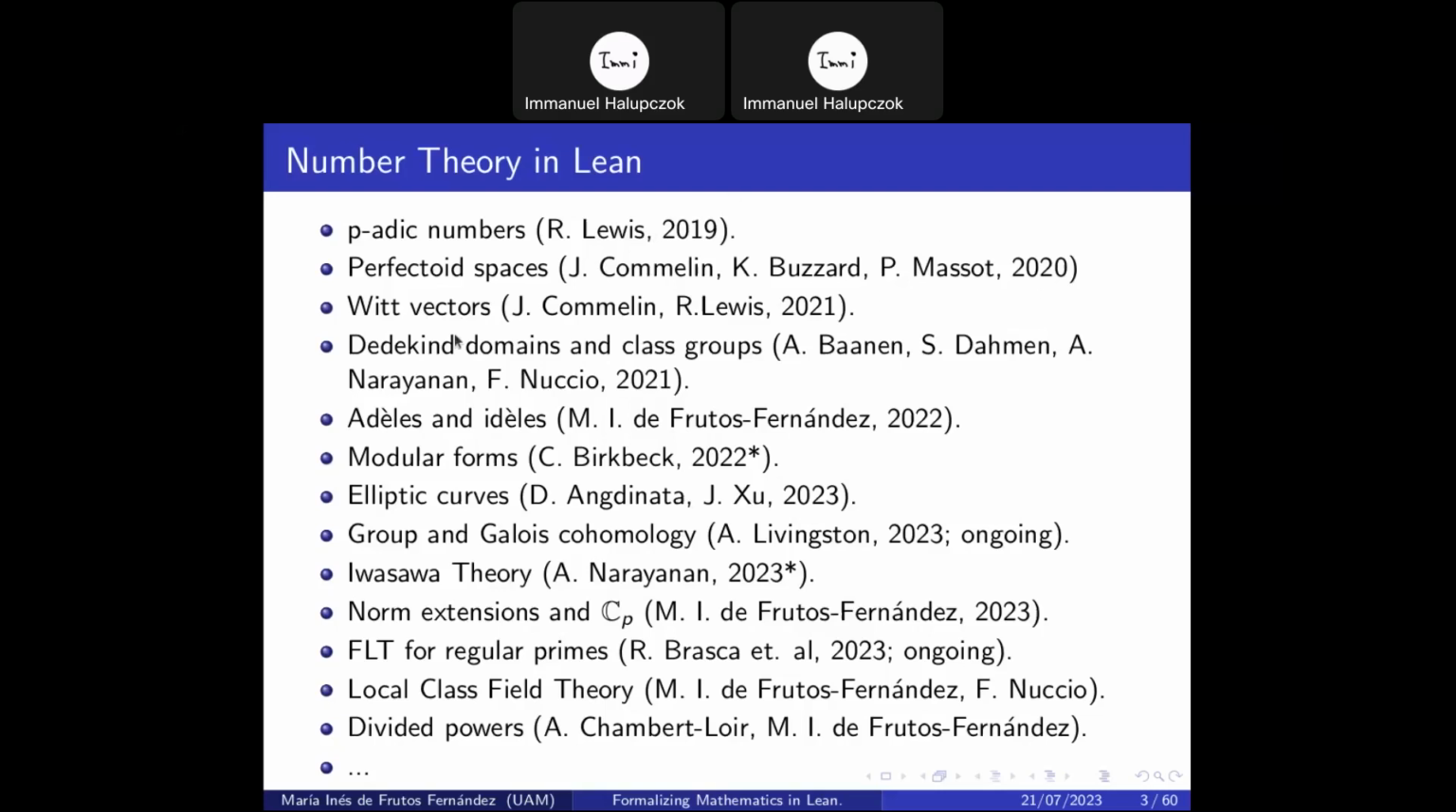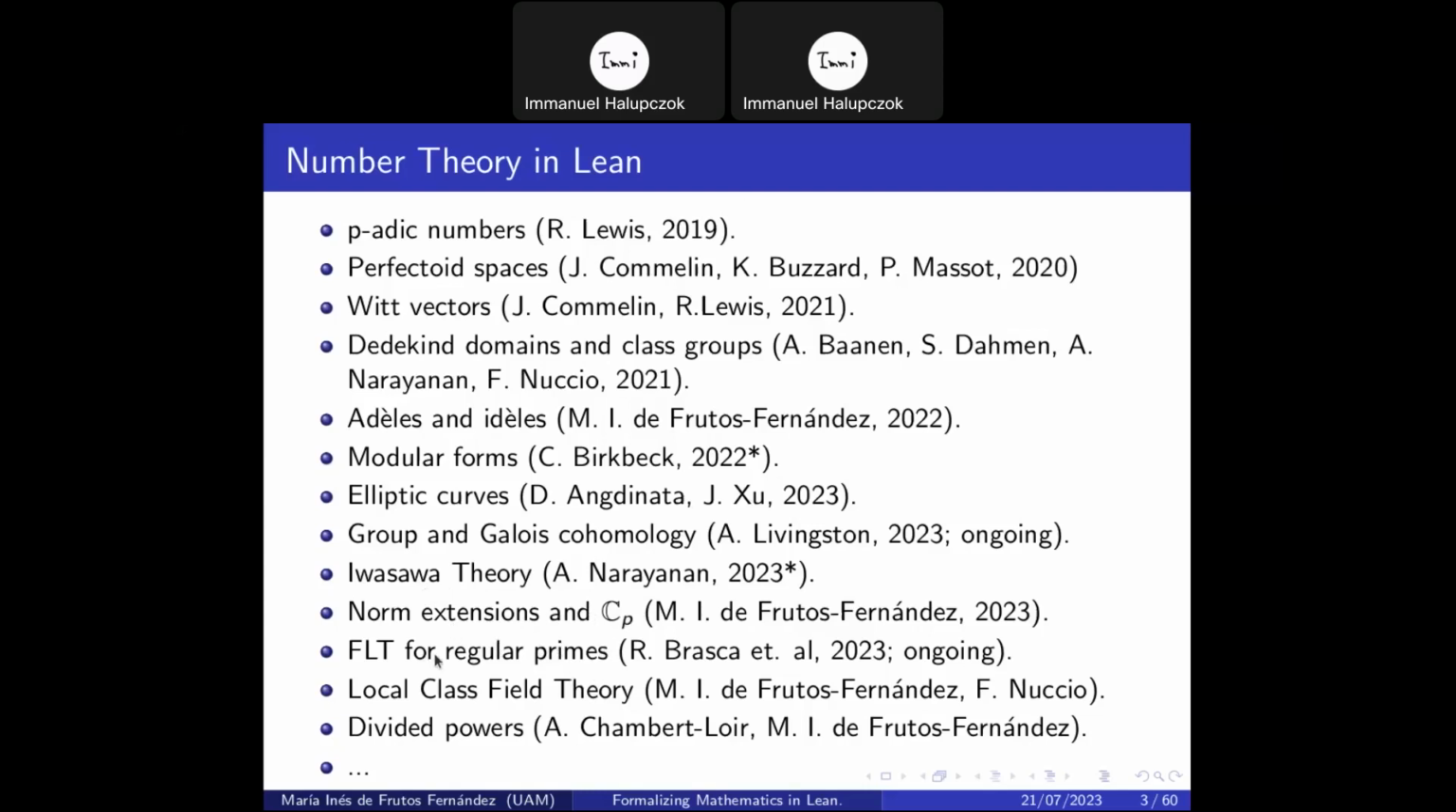Bit vectors I already mentioned. There's a formalization of modular forms, but I think it's not in Mathlib yet. I think it's on a separate project. Amelia Livingston, who formalized group homology, is also working on Galois homology now. Ashvni Narayanan did Iwasawa theory, also not in Mathlib yet, but it's on a separate project. I formalized the definition of the p-adic complex numbers. Now this is in Lean 3, but I'm planning to port this to Lean 4 hopefully next month and port it to the library.